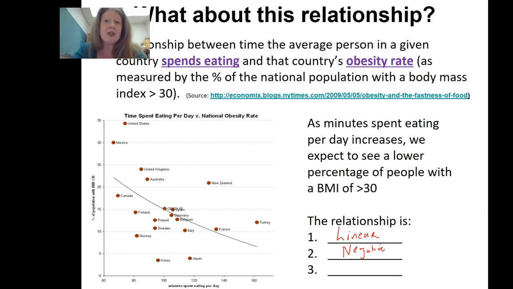So here, actually, as the minutes spent eating per day increases, the obesity rate goes down, which is maybe a little bit different from what we would expect. But obviously what you're eating is going to make a difference. The types of foods in different countries, the calories, the fat in those foods, lots of things are going to come into play here that are not being taken into account looking at the scatter plot.